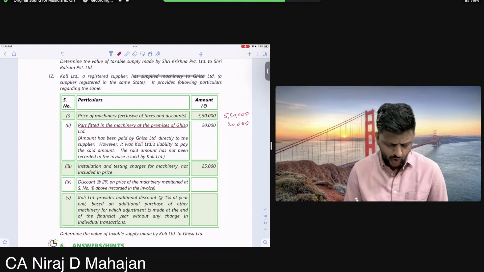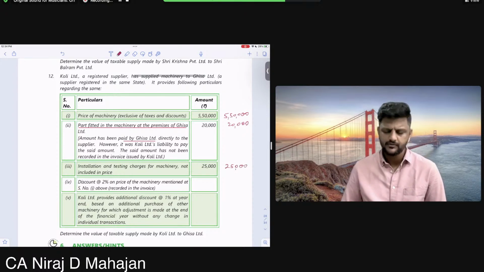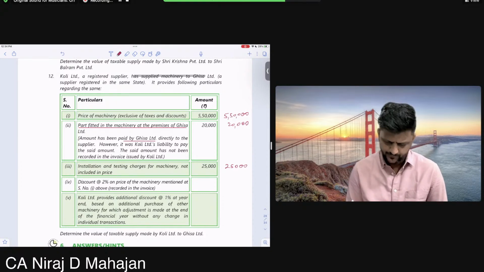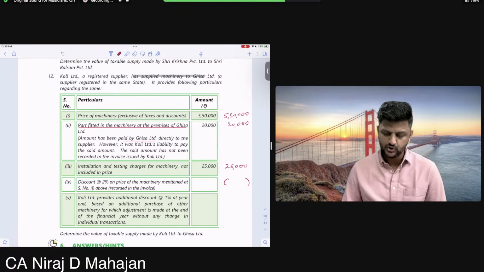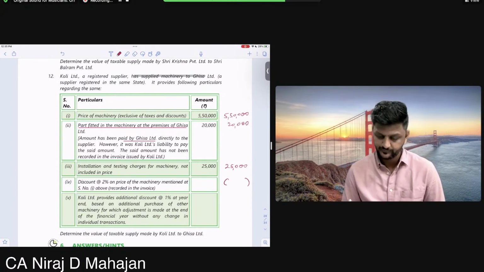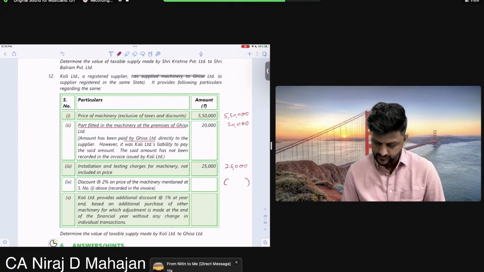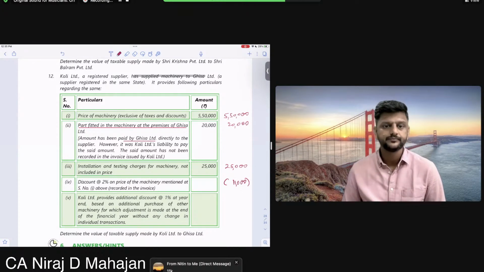Correct? Payment to third party. Insurance charges, testing charges not included in price. Add back. Anything done for the recipient. Discount 2% on the price of machinery mentioned at 1, recorded in the invoice. 2% of what? 1100? Is it 1100? 11,000. Correct, no? 11,000. Is it right?